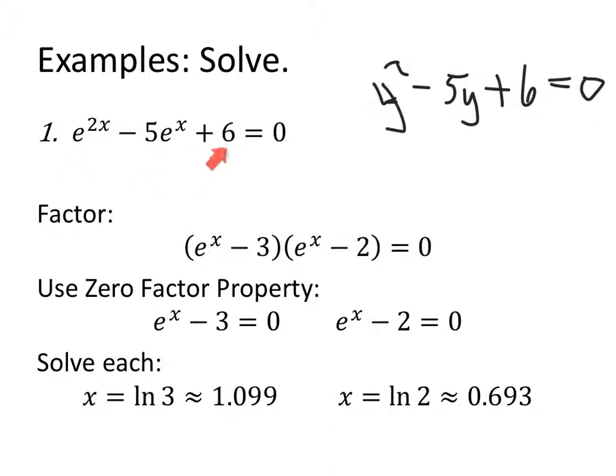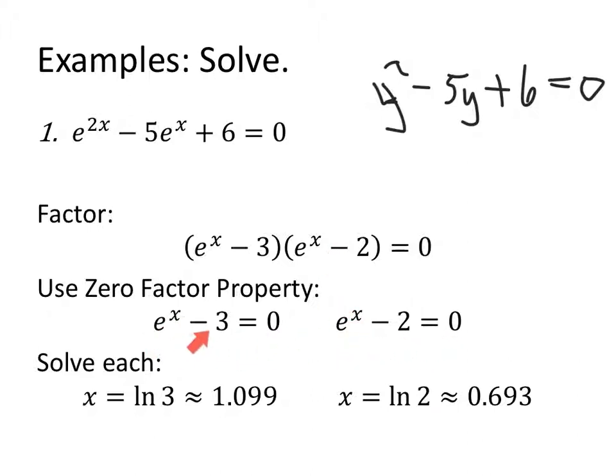Now I want to multiply two things to give us positive 6. They have the same sign because it's positive, and that sign must be negative, and they add to be 5. So it has to be e to the x minus 3 times e to the x minus 2 equals 0. I have them factored, so the zero factor property says e to the x minus 3 equals 0, or e to the x minus 2 equals 0.